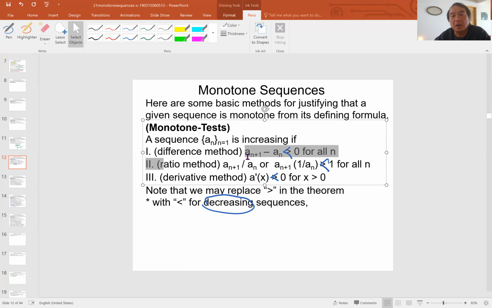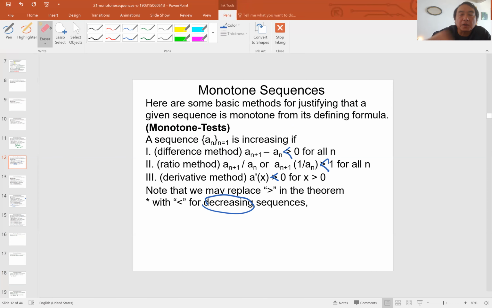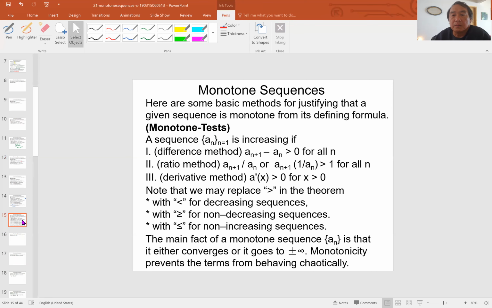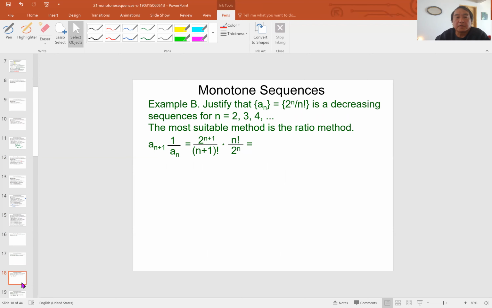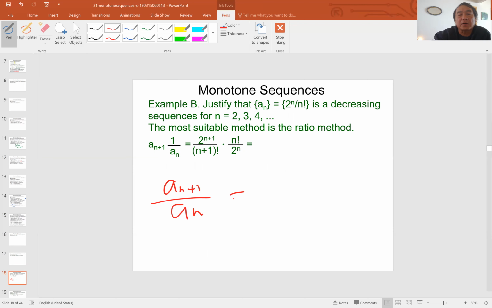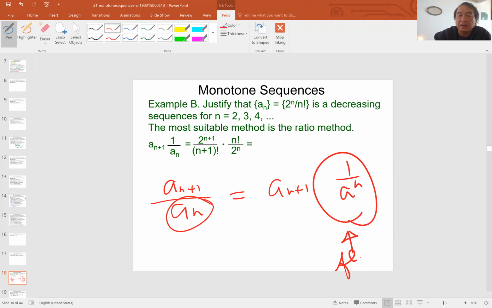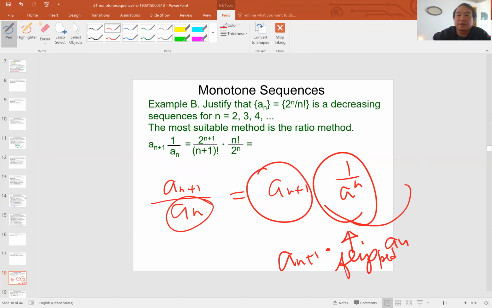What ratio method here? We're going to show the inequality. Since it's decreasing, we want to show this is less than 1. As it gets further and further, the terms get smaller and smaller. So divide. And here's a trick: a_{n+1} divided by a_n. In a lot of these calculations, we're going to treat the a_n underneath as 1 over a_n. In other words, flip a_n. So you take a_{n+1} times the flip of a_n, and this is what that is.